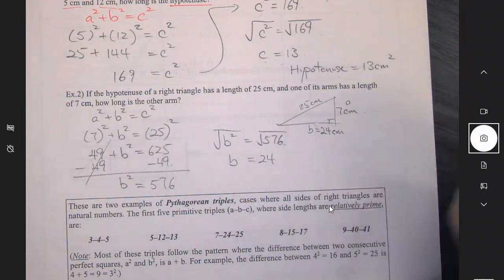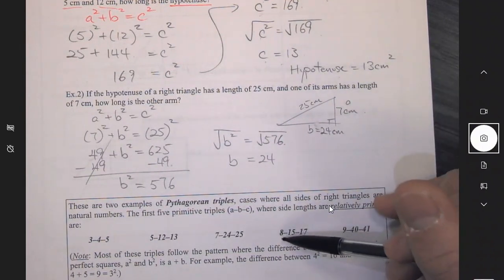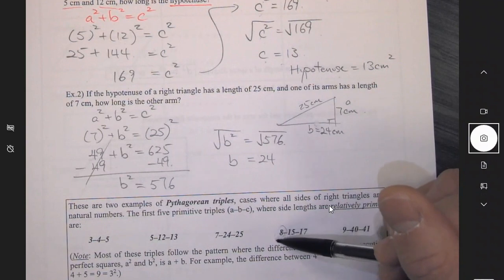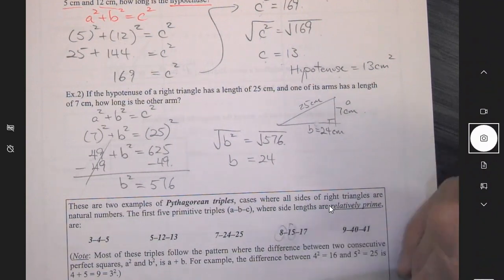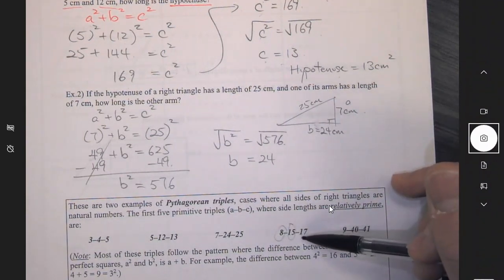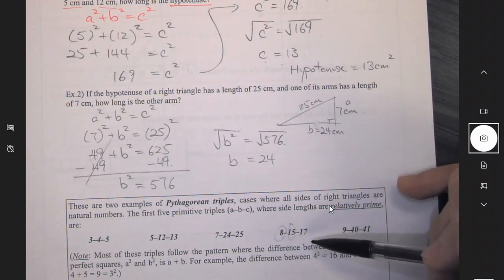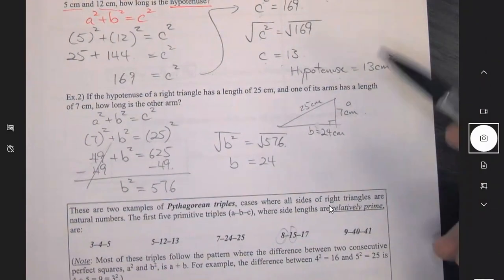So this is just a quick explanation of what it means. You can try them out using the Pythagorean theorem to test whether that is true or not. For example, just add 8 squared plus 15 squared. Let's see if that gives you the same number as 17 squared. So you can try that out.